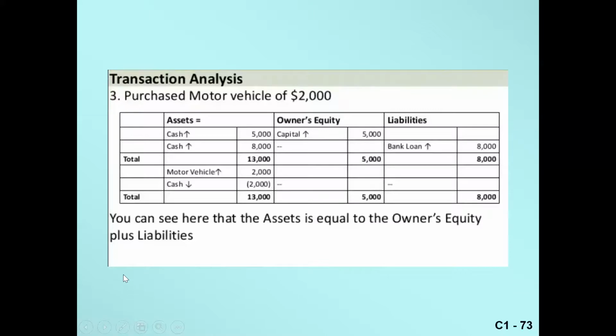And then the third one, purchase a motorcycle for 2,000. So the third transaction will deduct our cash by 2,000. So 13,000 minus 2,000, the cash will be reduced by 2,000. However, total assets are still 13,000, but 11,000 for cash and 2,000 in motor vehicle. And the capital is still the same, 5,000, and liability is 8,000. So we can see in here, total assets are still equal to total owner's equity plus liability.